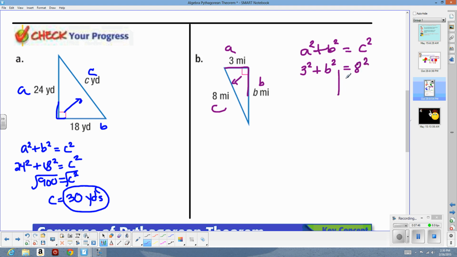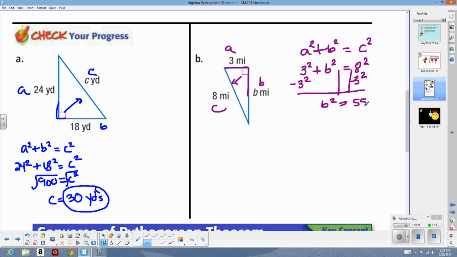Now if I want to solve this for b, I need to get rid of this 3 squared by subtracting 3 squared from both sides. And you're left with b squared equals, now again, you're not going to do 8 minus 3 and say 5 squared. It doesn't work that way. You're going to do 8 squared minus 3 squared, or 64 minus 9. So 8 squared minus 3 squared is going to equal 55.